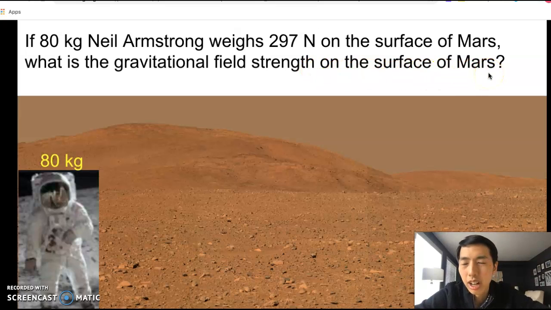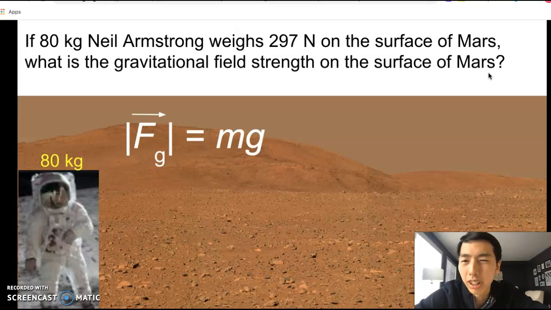So we have to find the value of G for the surface of Mars. The value for the moon was 1.6, and now we have to find the value for Mars. And I expect that number to be higher than 1.6 because Mars is bigger than the moon. So how do we find that? Well, we're going to apply our new formula for this lesson. Force of gravity equals mass times G. And our goal is to find G.